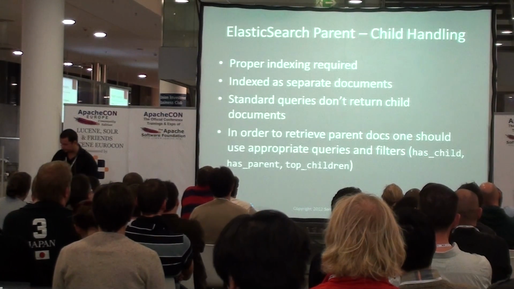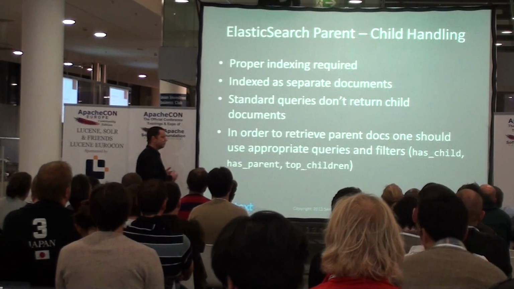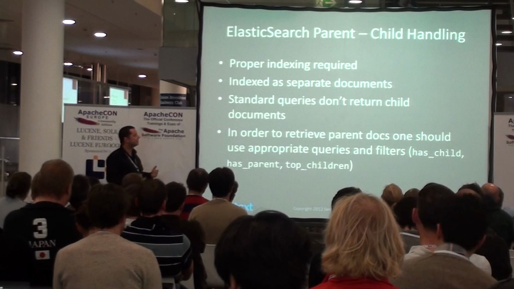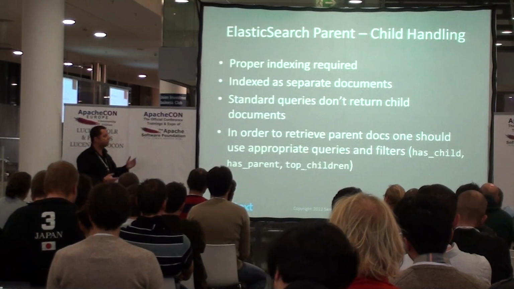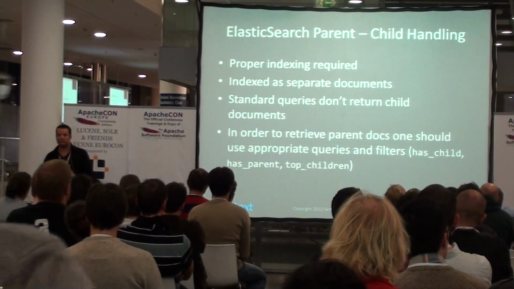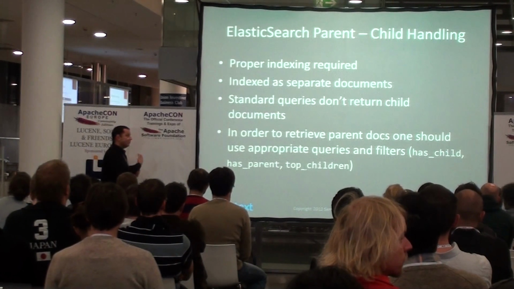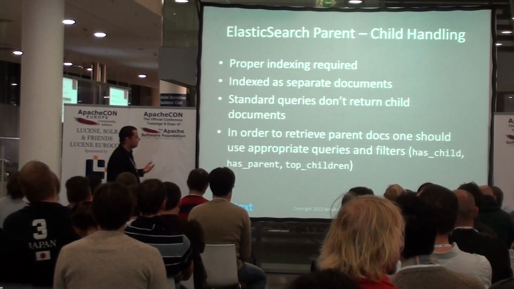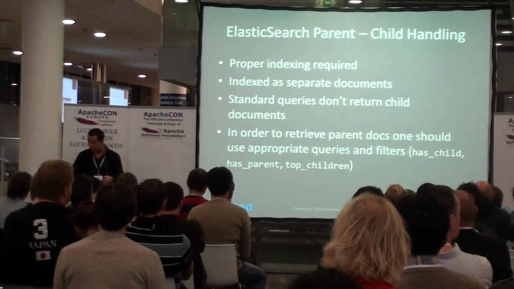In Elasticsearch, you are forced to properly index those documents. So you have the parent document, and all the child documents need to point to that particular parent. Similar to the nested documents functionality, standard queries don't return them. In order to retrieve child or parent documents, you have to use, for example, has child, has parent, or top children queries.